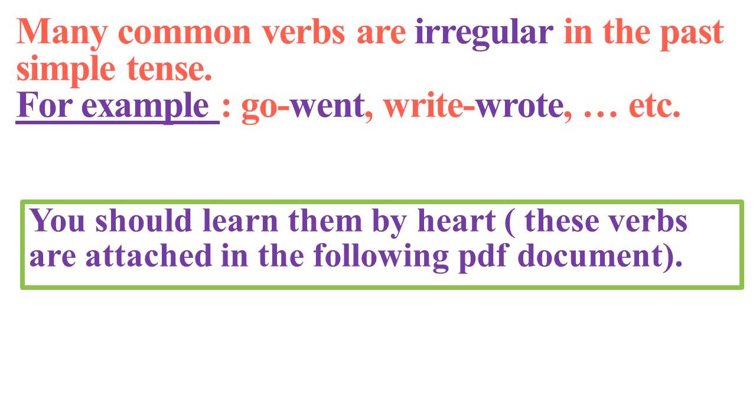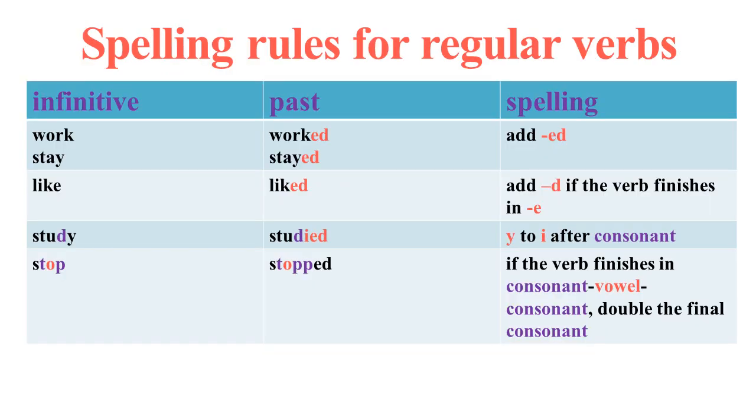For example, go, went, ride, rode. That means you need to memorize its past form, and it is made in a different way. And you guys should learn these irregular verbs by heart. They are attached in the following PDF document. Please download it and learn them by heart.